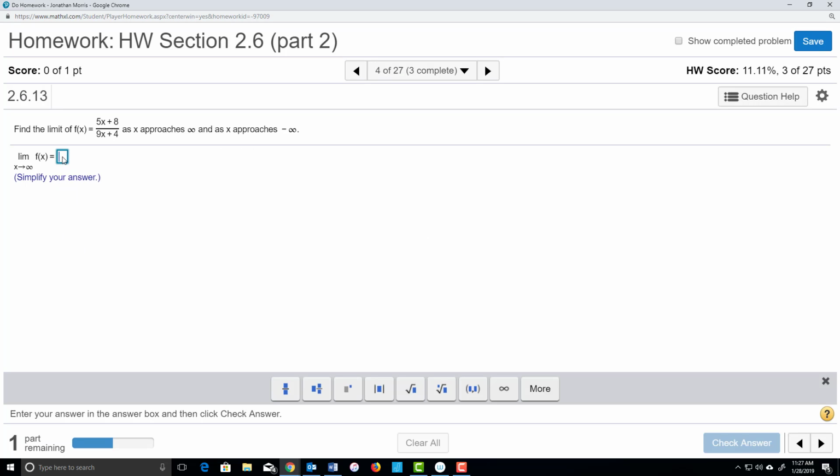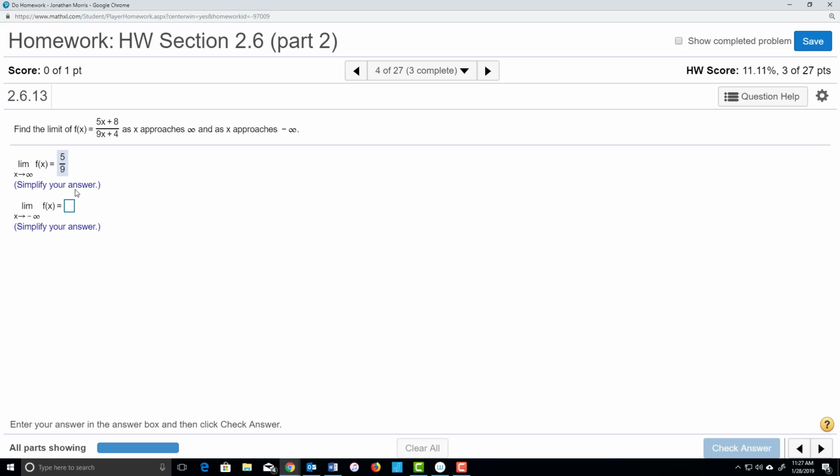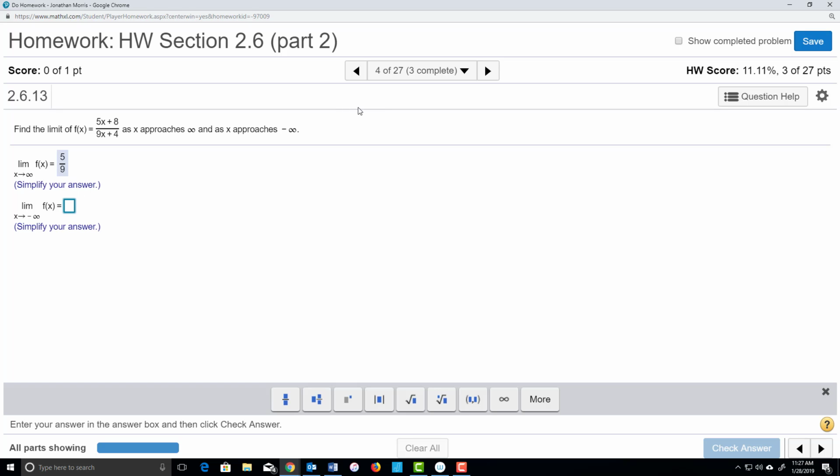Okay, right here, rational function. You're plugging in x is approaching infinity. And this is just a normal looking rational function, so you think about the horizontal asymptote. And since the degree of the numerator is the same as the degree of the denominator, it's just 5 over 9. And it would be the same exact thing for negative infinity, because think about it. Negative 5 times infinity.